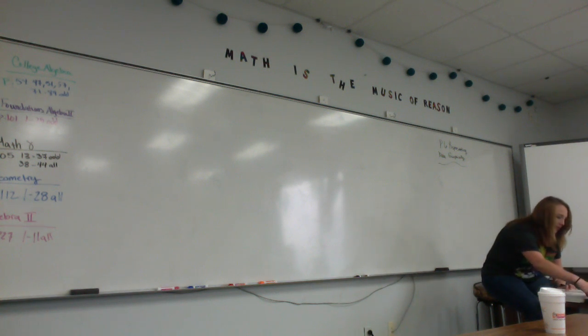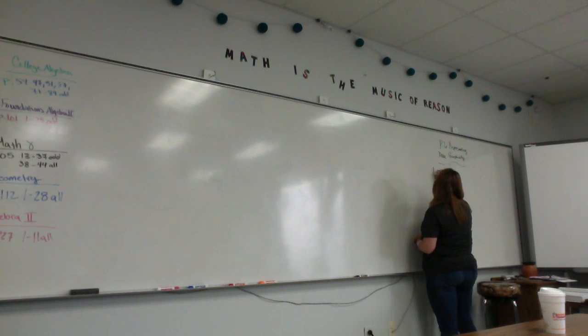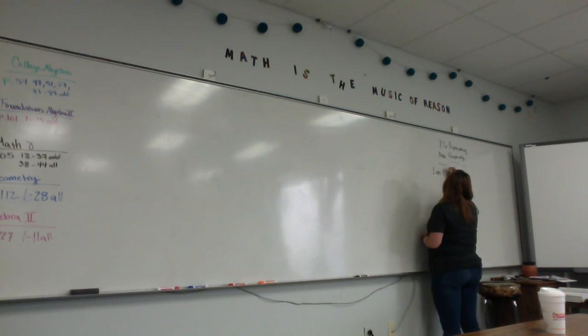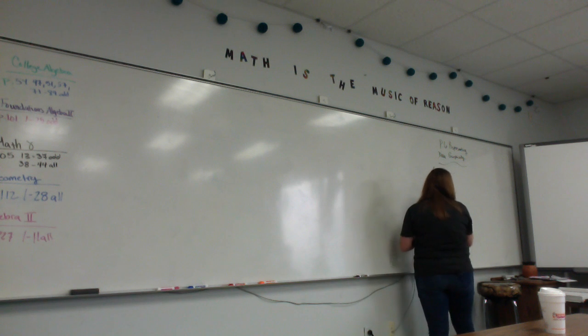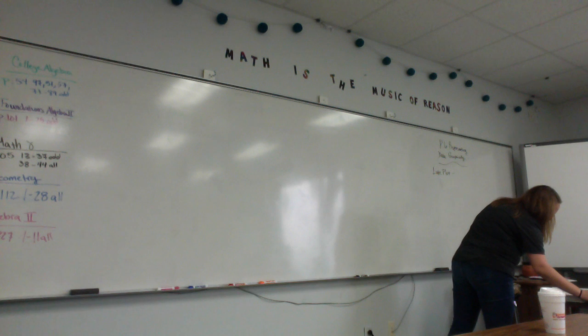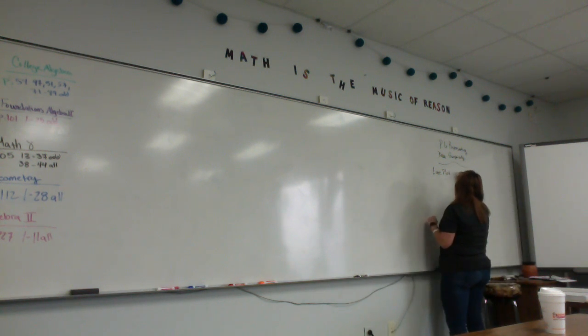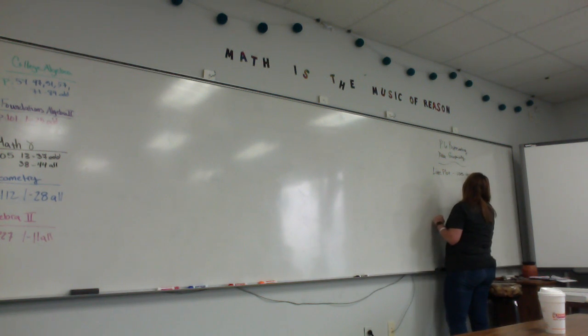How do you do a line plot? This is like 4th grade material. You basically make a number line, and then you just put X's or dots above it where it's at. So a line plot uses a portion of a real number line to organize numbers.